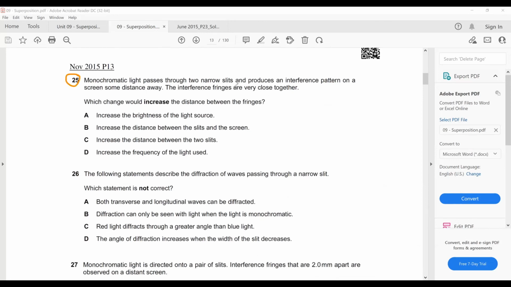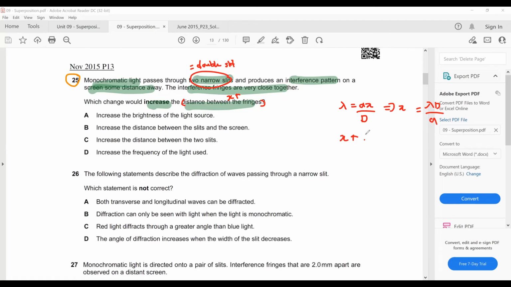This one I'll just run through very quickly. Monochromatic light passes through 2 narrow slits and produces an interference pattern on the screen some distance away. The interference fringes are very close together. What change will increase the distance between the fringes? Notice that this is asking you about how you increase X. They're talking about 2 narrow slits, so this is actually double slit. Double slit: lambda = aX over D, so X is lambda D over a. You want X to increase; X will only increase if lambda increases, D increases, or a decreases.